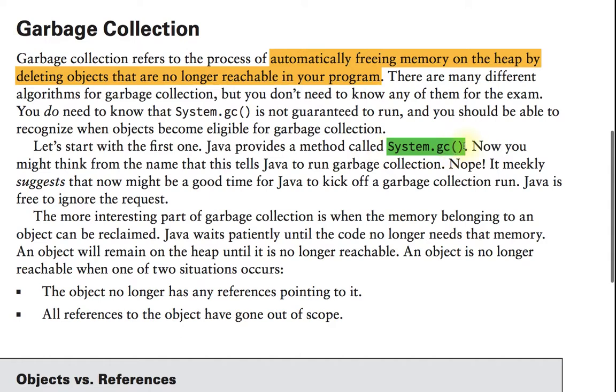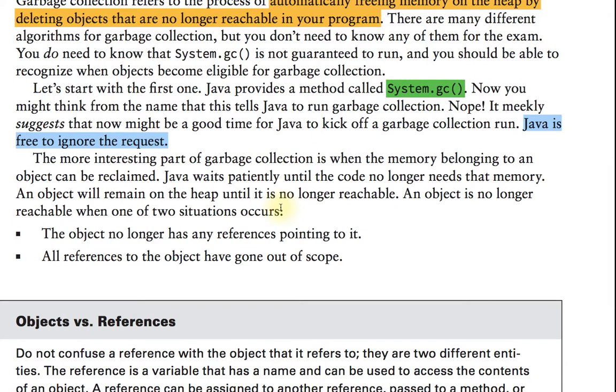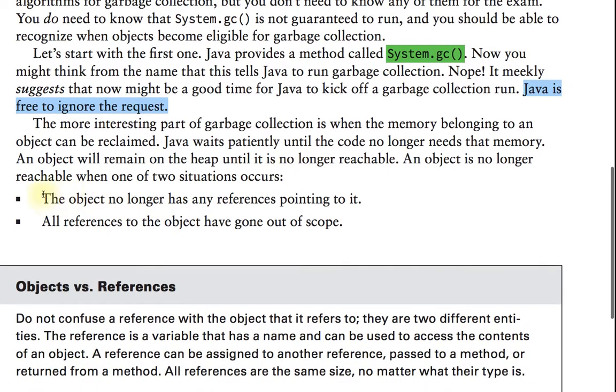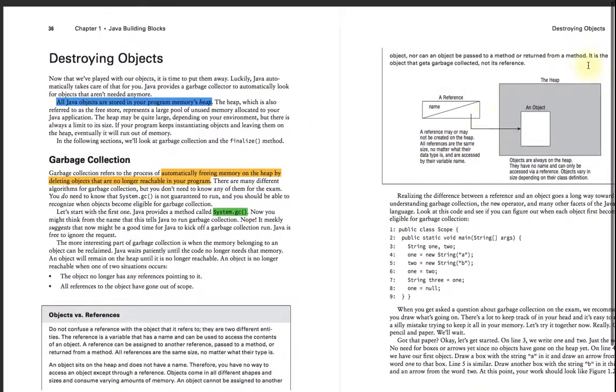Generally, people are quite familiar with this System.gc method. Java is free to ignore this request. Highlight this point. Garbage collection is a tricky thing, it's completely at the wish of the JVM. So remember these 2 points. The object no longer has any reference pointing to it. All references to the object have gone out of scope. These are the 2 conditions when garbage collection really clears the space of an object.